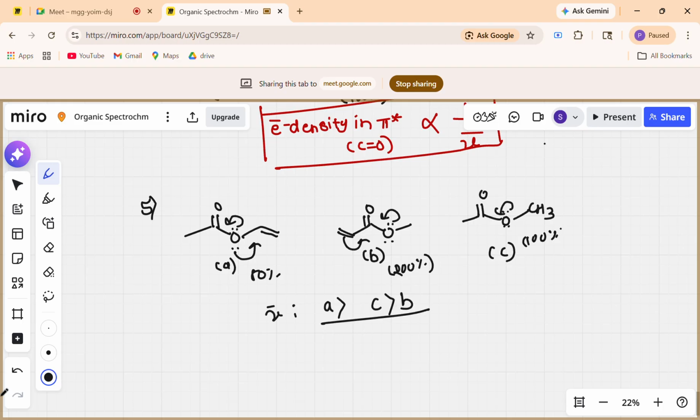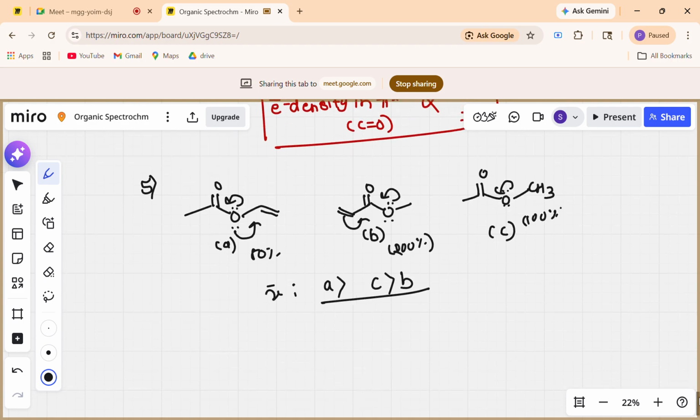So see here, similar to that, right? Here there will be 50-50% sharing. Here it will be 200% electron density. Pi bond is also there, right? So that can also donate. Here only 100% electron sharing is happening. So the stretching frequency order will be A greater than C greater than B. Correct? You're understanding, right? Yes, ma'am. Okay, then solve the next question.